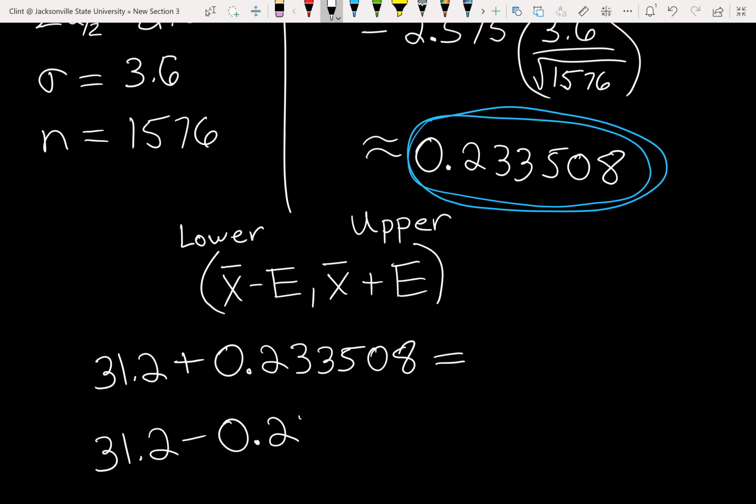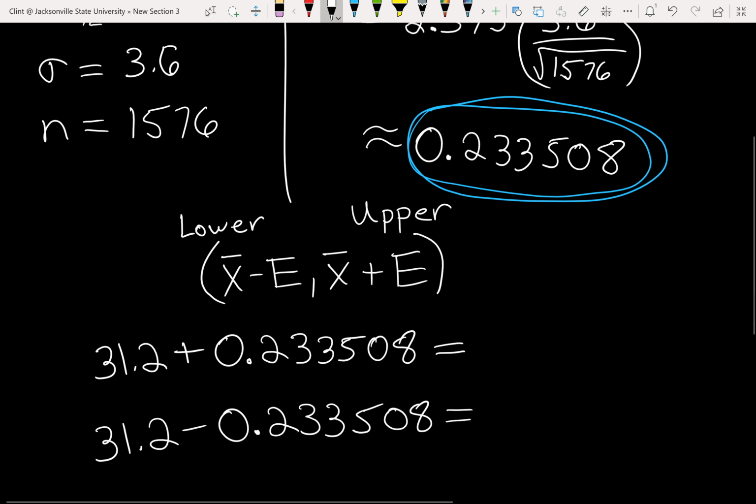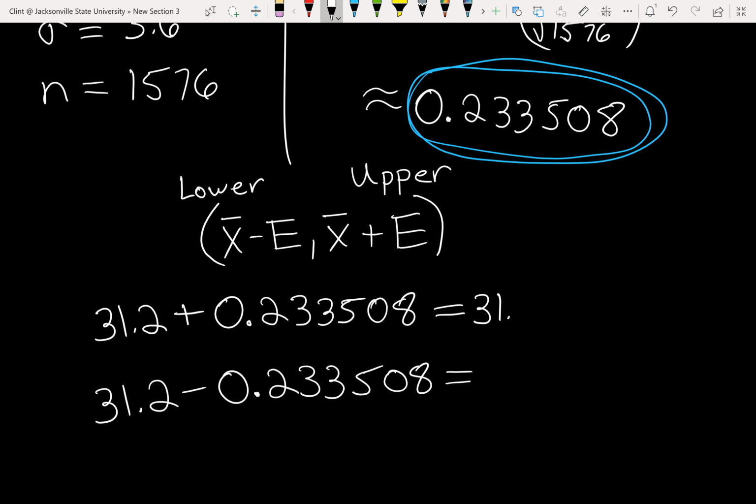So same numbers, but we're just subtracting. That will give us our lower endpoint. So for the upper endpoint, we've got 31.2 plus 0.233508. And you're going to get a bunch of digits, but on this problem it tells us to round our answer to 1 decimal place. Okay. So now we can round since we're at the end. So I'm getting 31.433508, but when we round, it'll be 31.4. So that will be my upper endpoint.